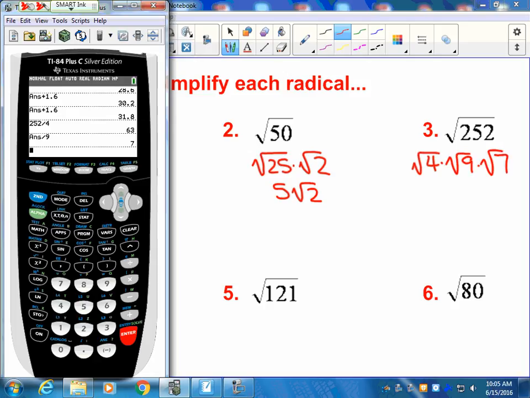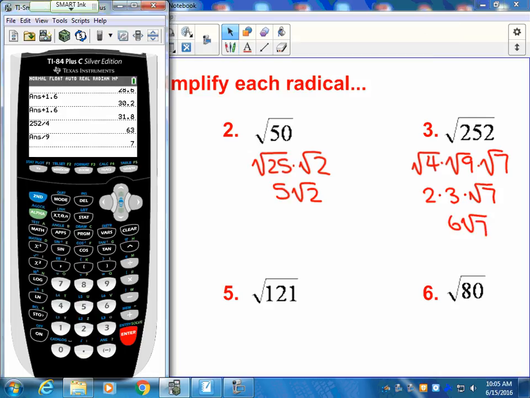Okay, square root of 4 times square root of 9 times square root of 7. You really want to test and make sure you're getting all of the values pulled out. Square root of 4 is 2. Square root of 9 is 3. And then the square root of 7 has to stay by itself. 2 times 3 is 6. So we get 6 square root of 7 to finish that one.